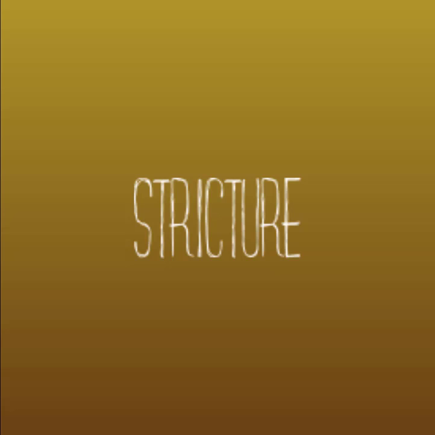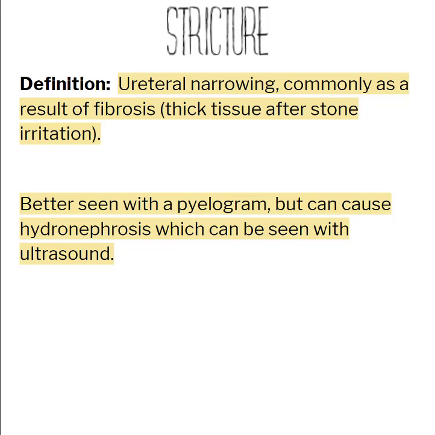We're going to begin with stricture, and a stricture is when the ureter has a narrowing within it. This typically occurs because a large stone has passed through the ureter, causing irritation along the side of it, and the ureter has then healed itself, creating some fibrotic tissue in there, some scar tissue, and that changes the width of the ureter in the process.